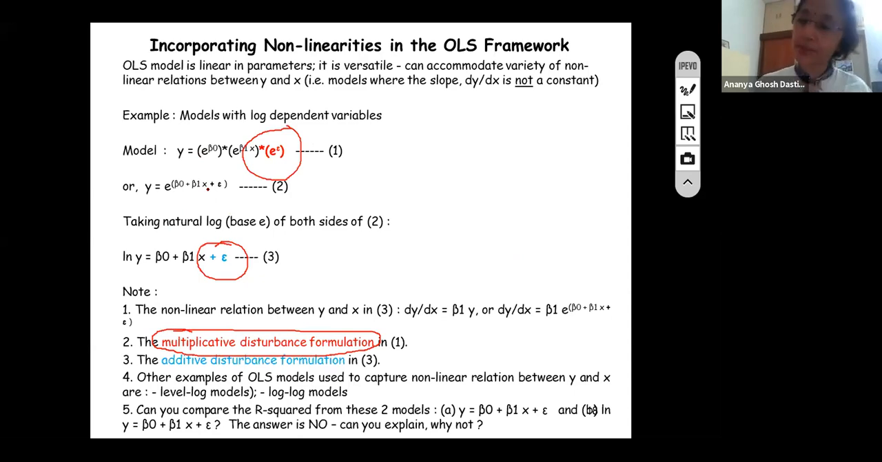All right. So this is something that I wanted to show you right at the outset before we go on to interpreting the result. So what is the point here? The simple point here is what you are doing when you are incorporating non-linearities in the OLS framework. All right, so let's move on.